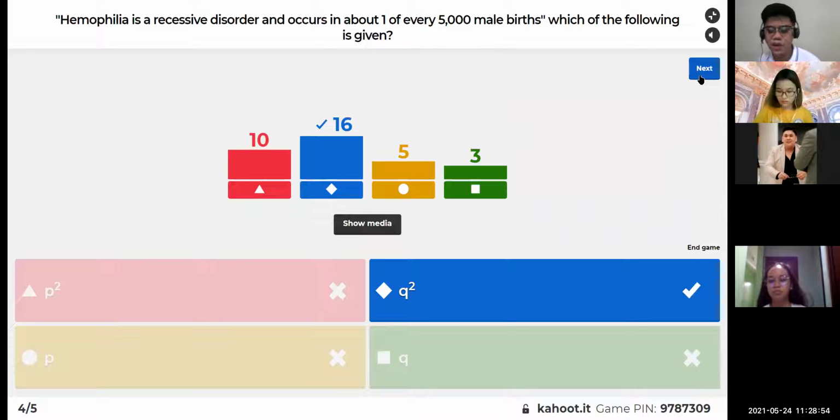Okay, correct answer is Q squared. If it is individuals, it should be Q squared. So if it is a dominant disorder, it will be P squared. But if allele frequencies are asked, then it should be the square root of those variables. So P and Q.